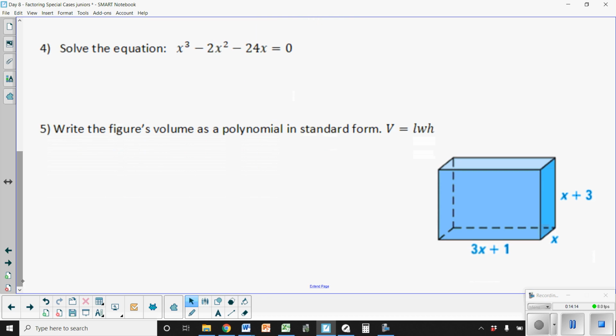For number 4, solve the equation. So we're solving again. Let's try simple factoring and then solve it. And then number 5, write the figure's volume as a polynomial in standard form, where the volume equals length times width times height. So notice that number 5 is going to look very similar to the process you're doing in number 1.